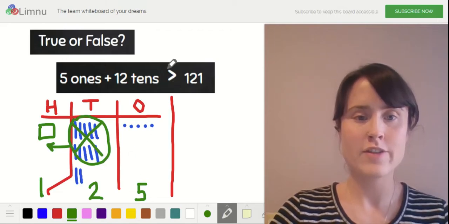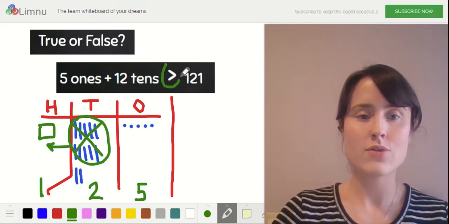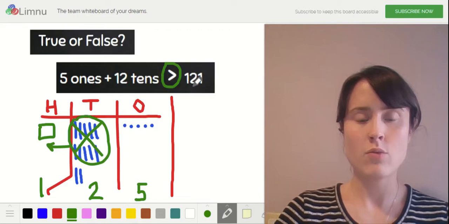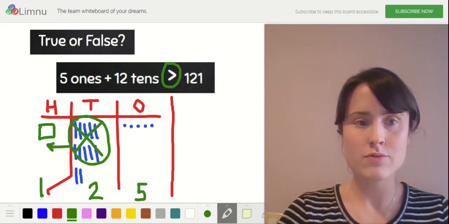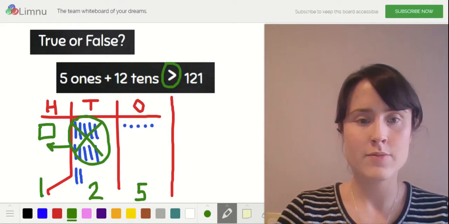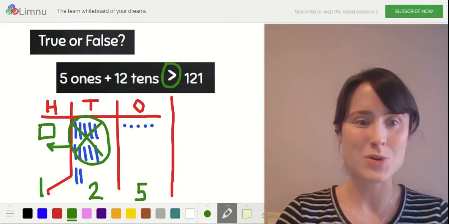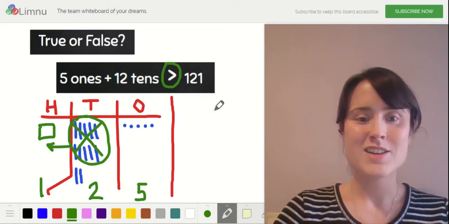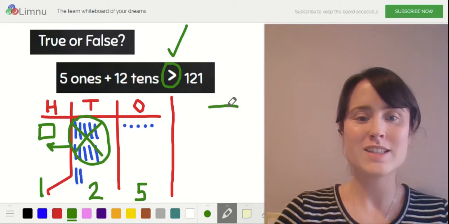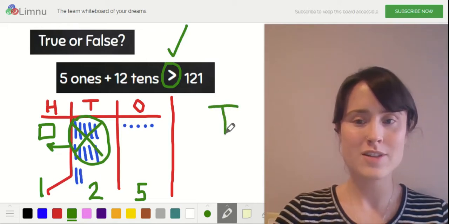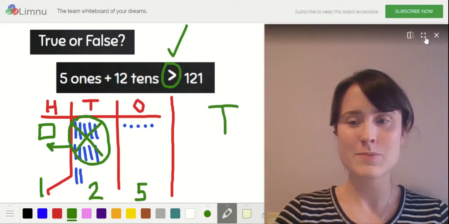125 is greater than 121. So what do you think? True or false? Good. This is also a true number sentence. So go ahead and give it a check mark and write a big T for true. Nice work, friends.